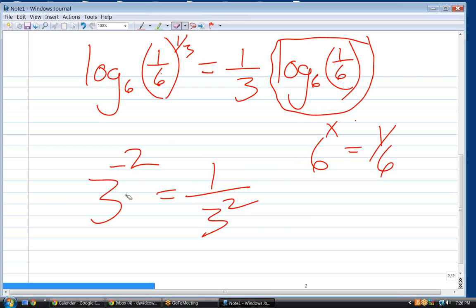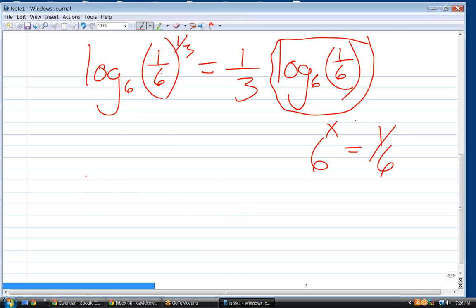Okay, so that number is 1/9. And 6 to the x equaling 1/6, x must be minus 1, because 6 to the minus 1 would be 1/6 to the 1. In other words, the negative exponent merely means the reciprocal with a positive exponent. So this whole thing that I have circled up there is minus 1, so therefore the answer to our problem is minus 1/3.